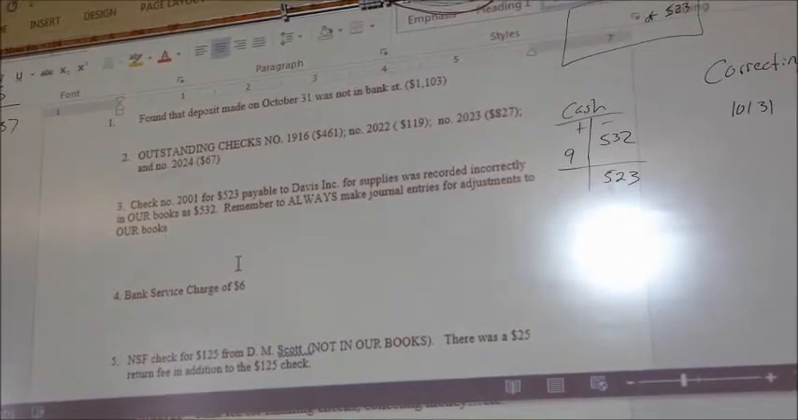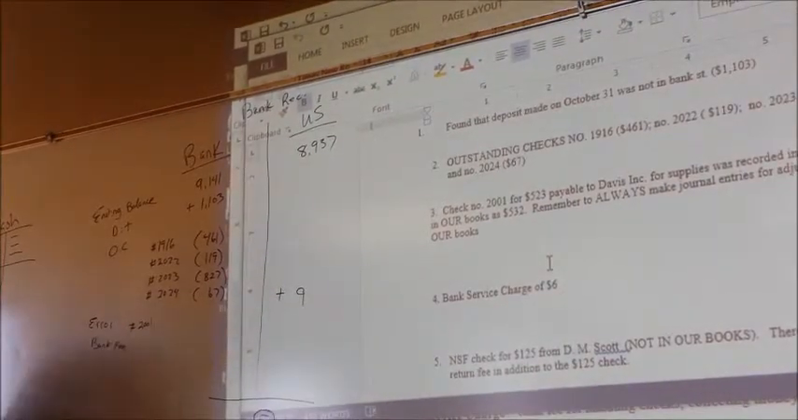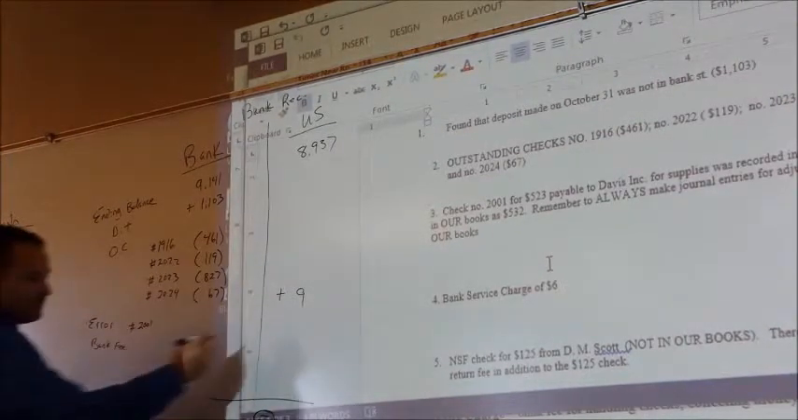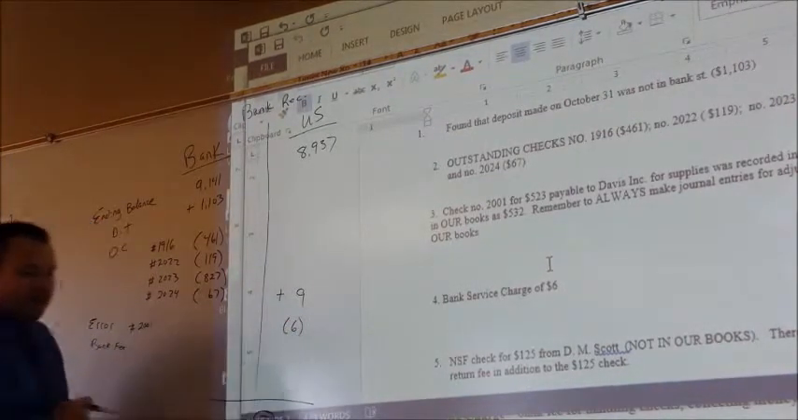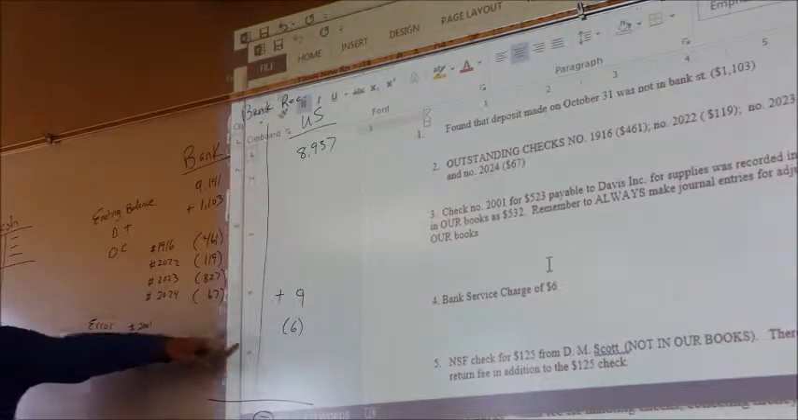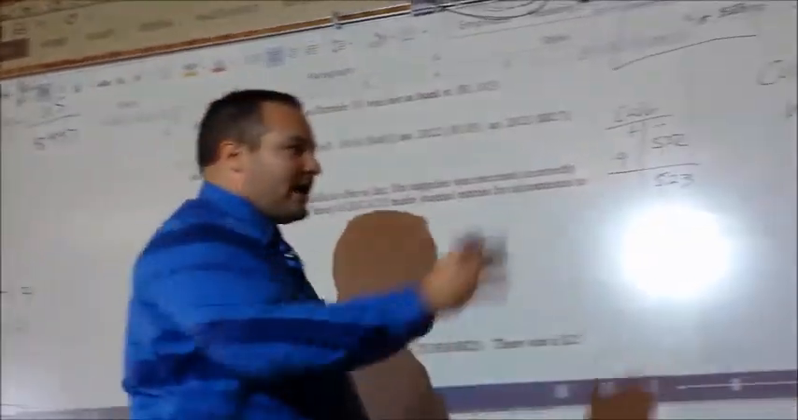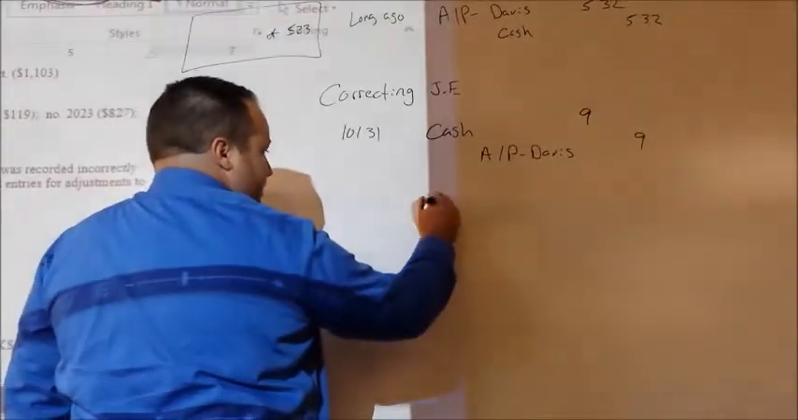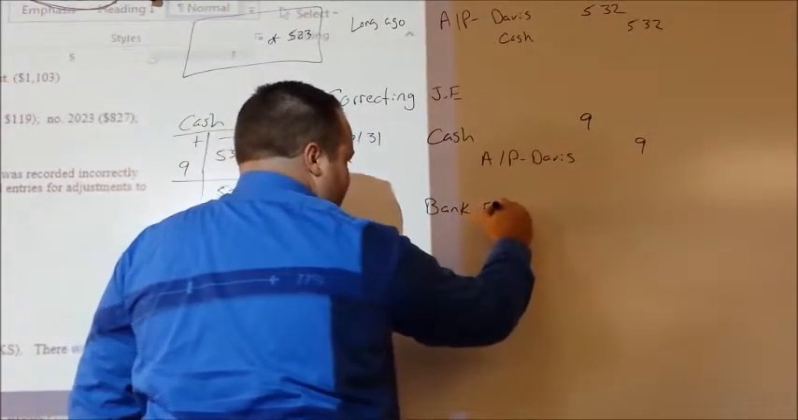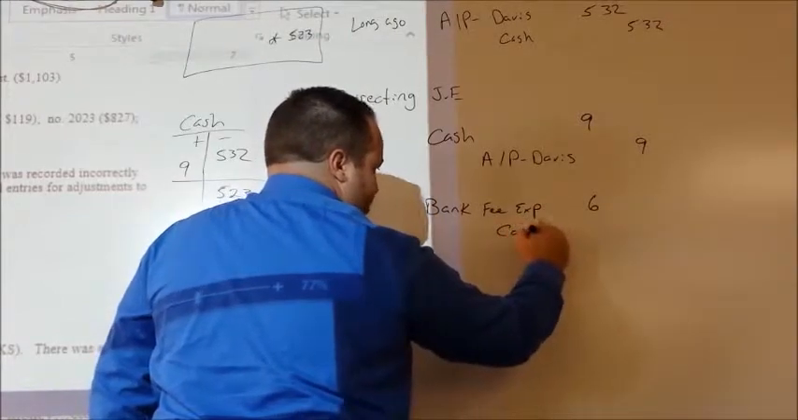The next one's pretty self-explanatory. We had a bank fee. I didn't know about the bank fee until I saw the bank statement. Bank fee's going to take money away. But just by putting it here doesn't do me any good. Until I go over here and actually apply that to my books, it's pointless. So I'm going to go over here and put bank fee expense for $6. Credit my cash.